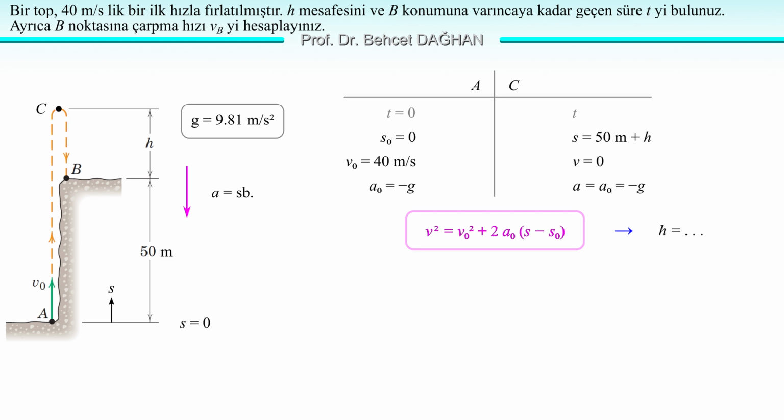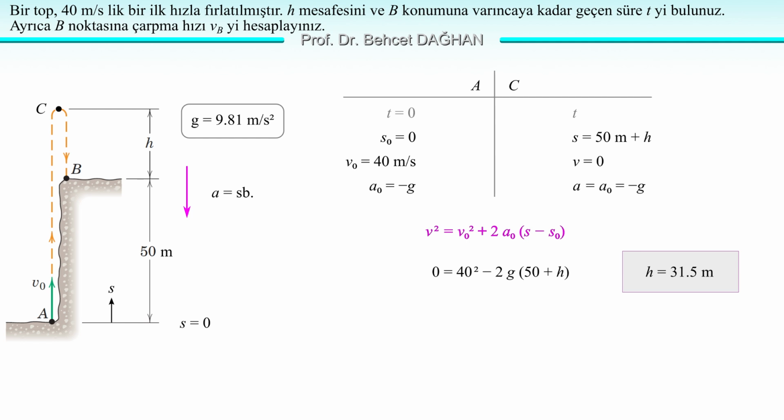Now we want to find the distance h. We can find the distance h using the relations we obtained earlier. From the timeless velocity formula, let's find the distance h. The only unknown here is h. We know the other quantities. We know the required quantities at position A and position C. The final velocity is the velocity at position C, that is, v, which is 0. We know the initial velocity. We know a0. We know s0. We also know s, 50 meters plus h. Substituting these values into the equation, we find h equals 31.5 meters.